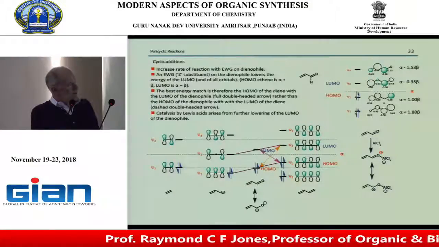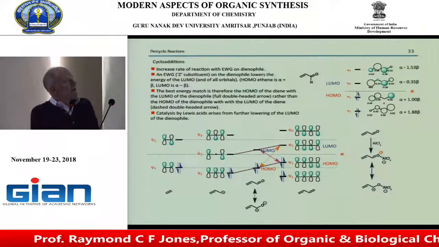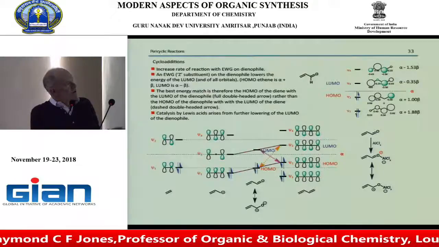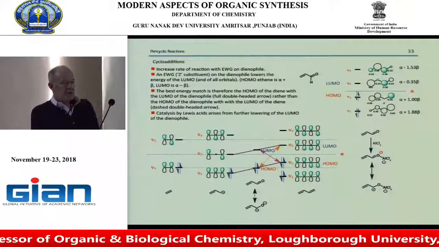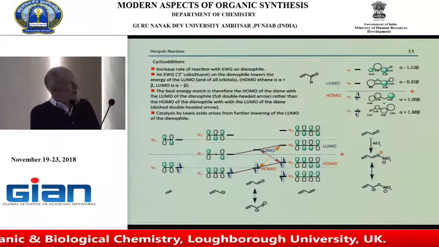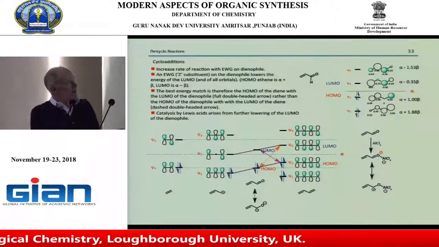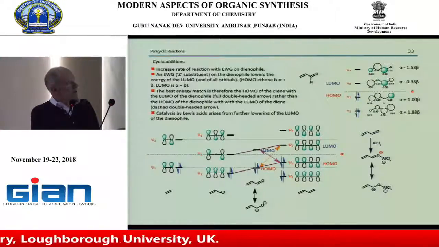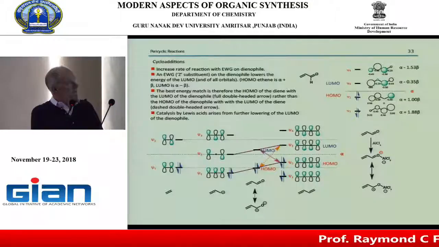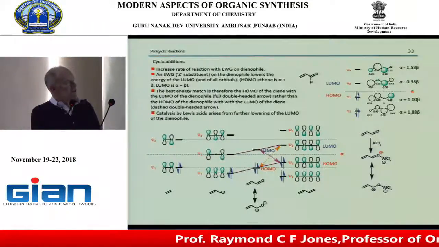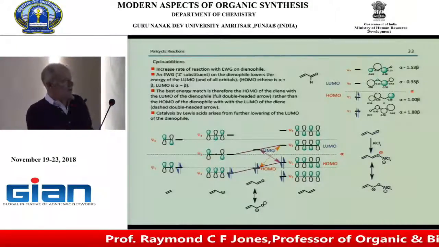Okay, so if you lower the energy of the LUMO of one component, then the best energy, or the smallest HOMO-LUMO gap, is going to be with the HOMO of the diene matching the LUMO of the dienophile, rather than the other way round. Because if we're bringing down the LUMO, then it's going to come closer to the HOMO of the diene. And catalysis by Lewis acids arise from even further lowering of that LUMO. So let's see what we're doing here.